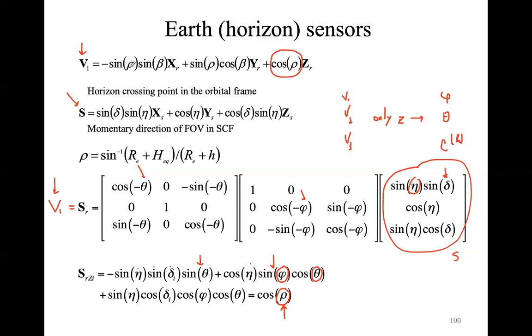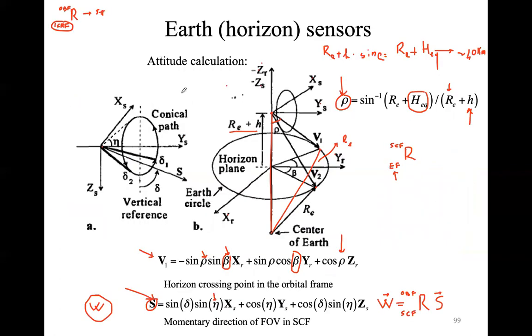Yes. So the question is why we are not able to use the other components. The problem here is that the other two components of the vector of the crossing point in the reference frame R not only depend on rho, and so on the altitude, but on beta. And you don't have any information about beta.